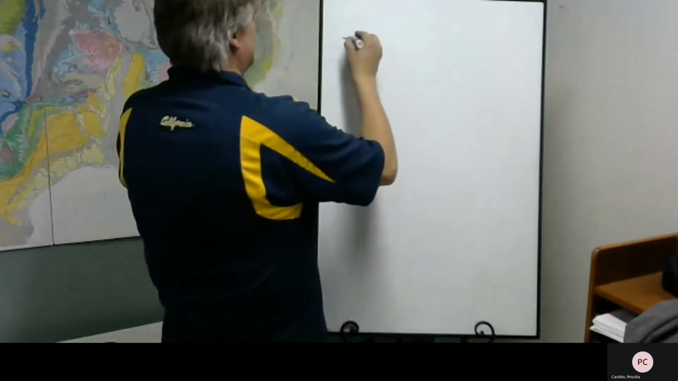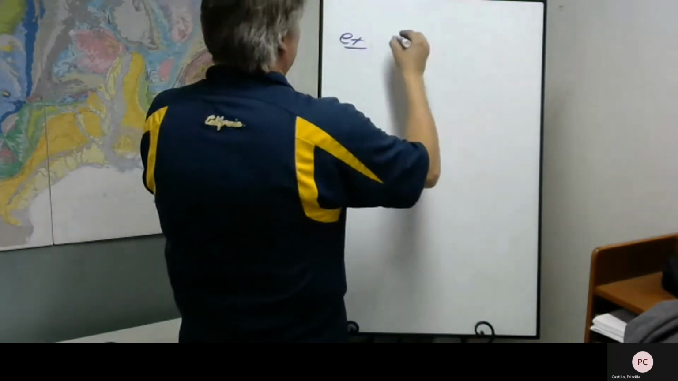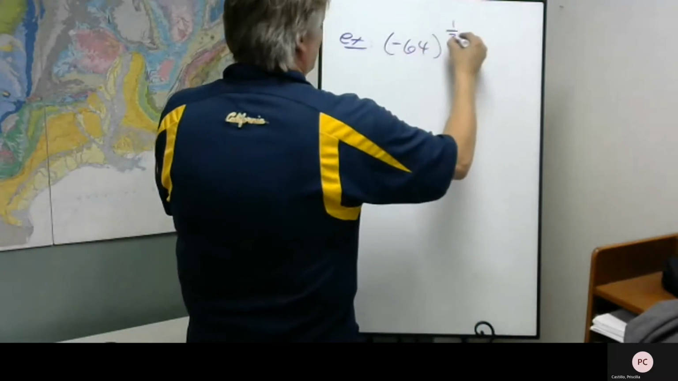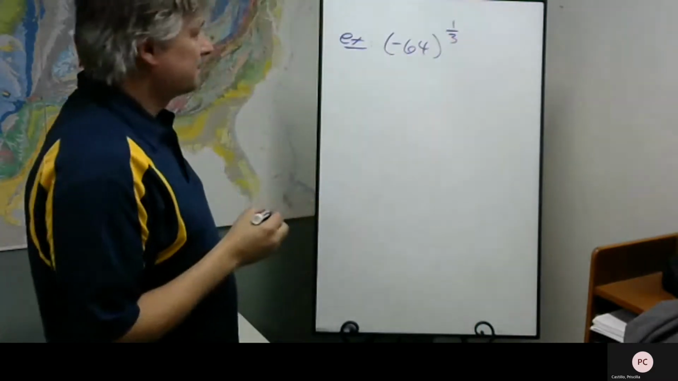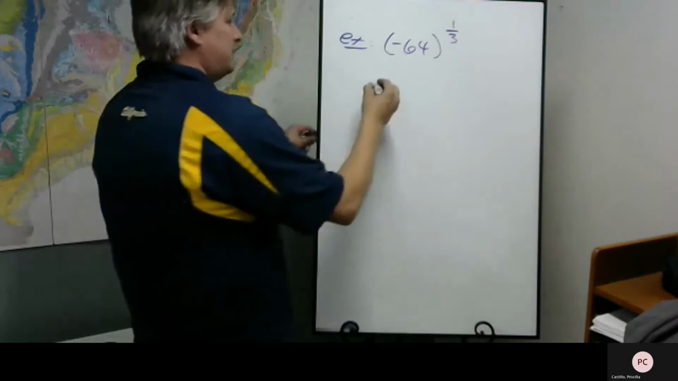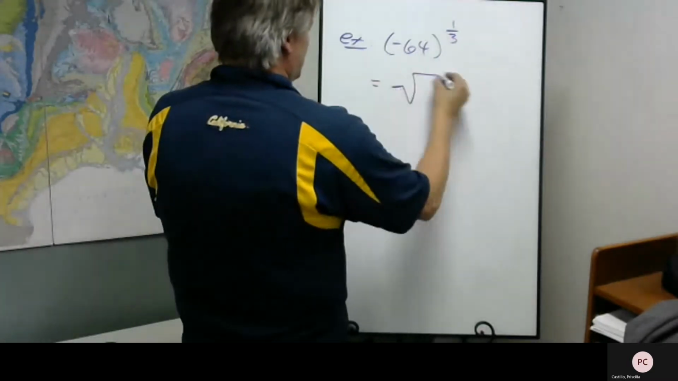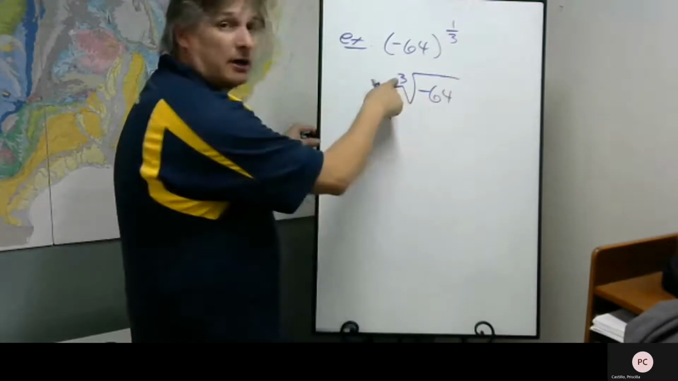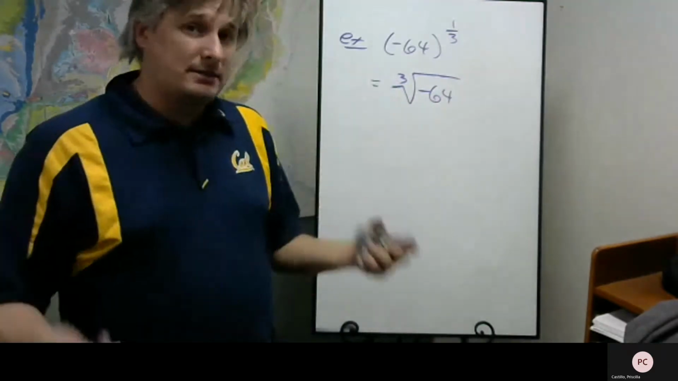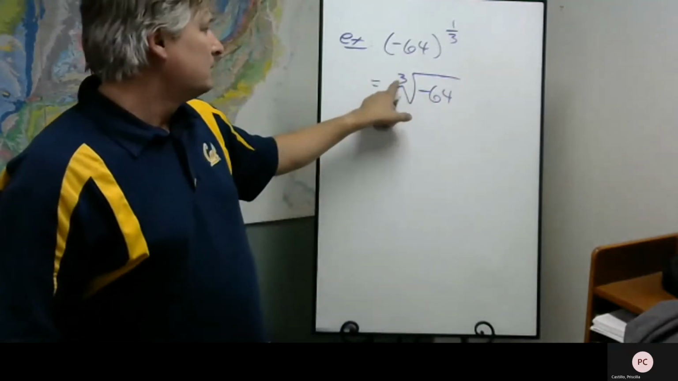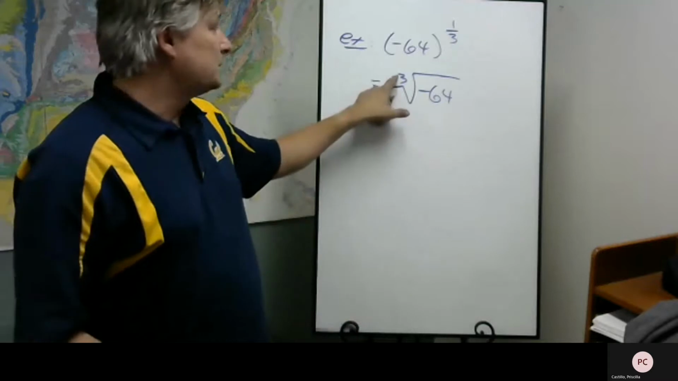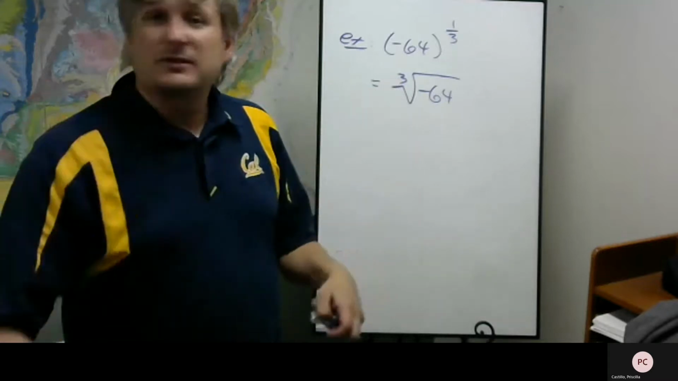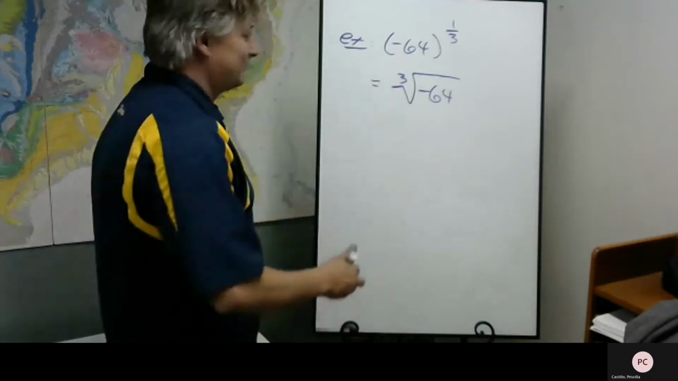So negative 64 to the 1/3. Well, again, what this means is the cube root of negative 64. Now, this is an odd root, so that means we can take the root of the negative number because it's odd. If this was even, we couldn't do that, at least not until section 7.7.